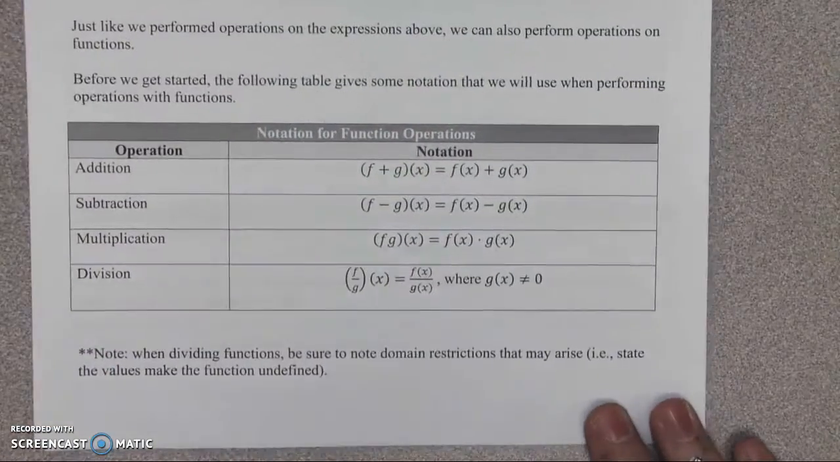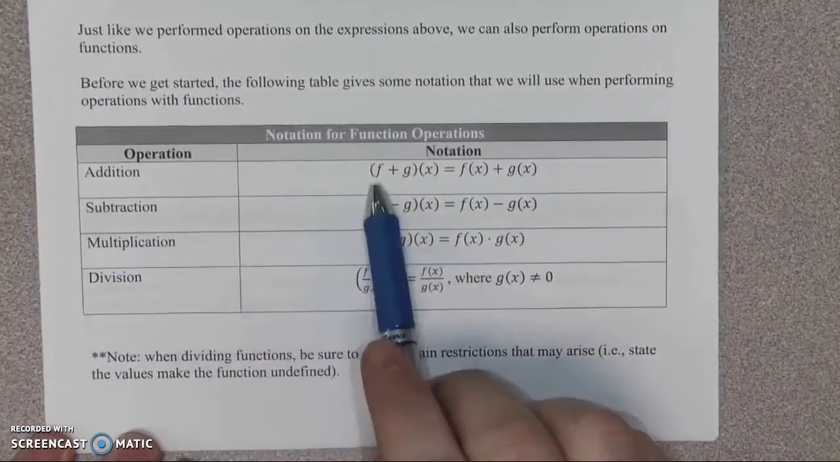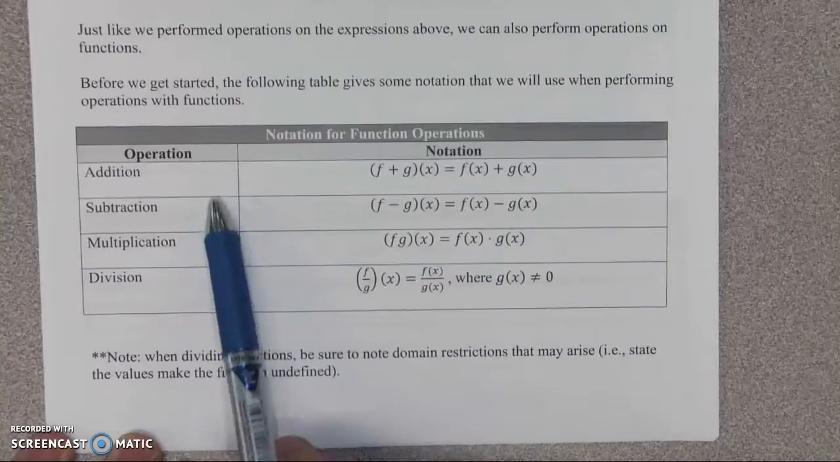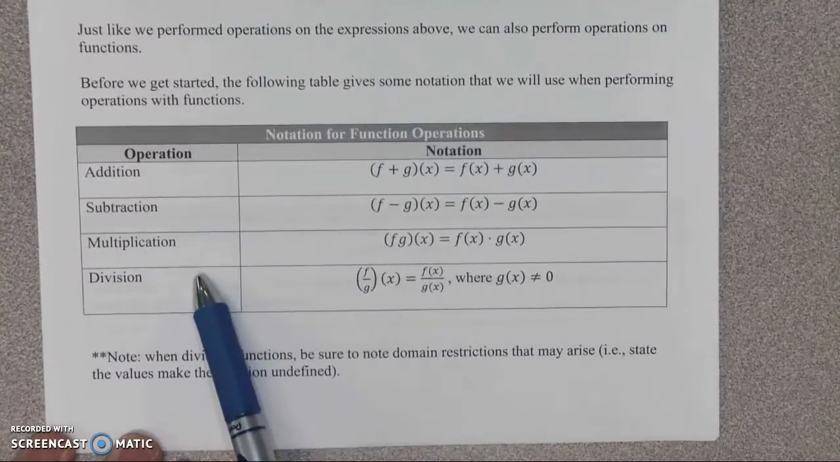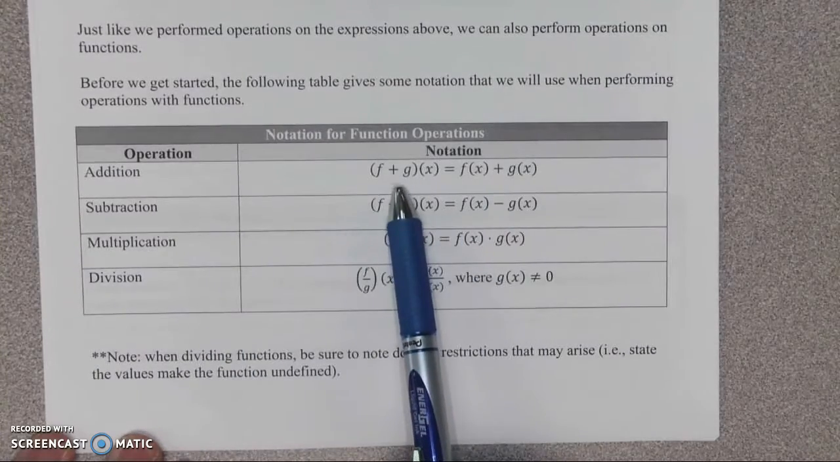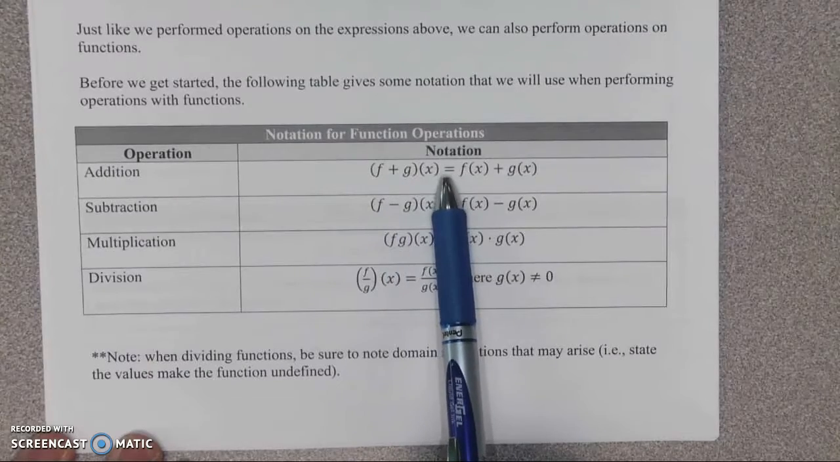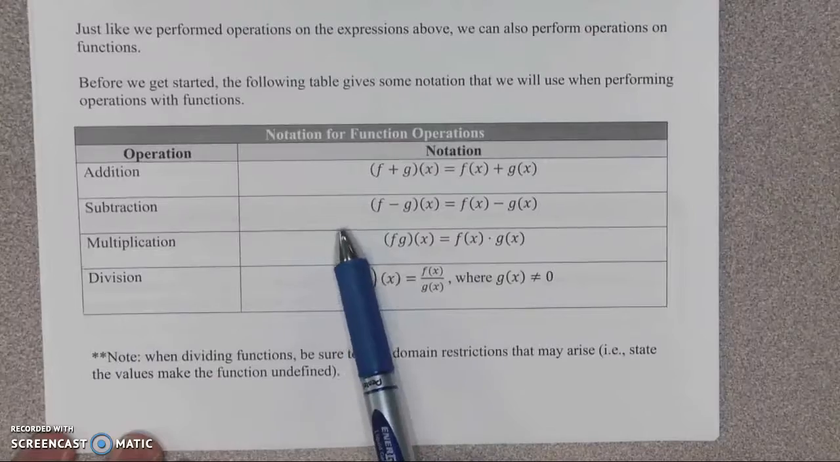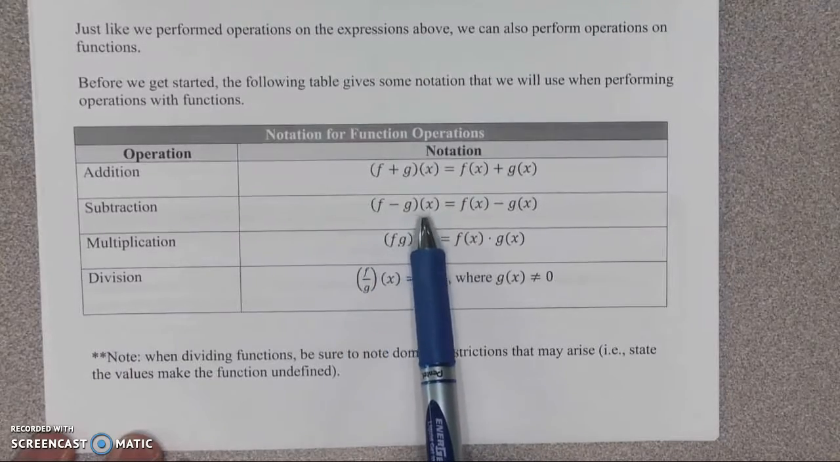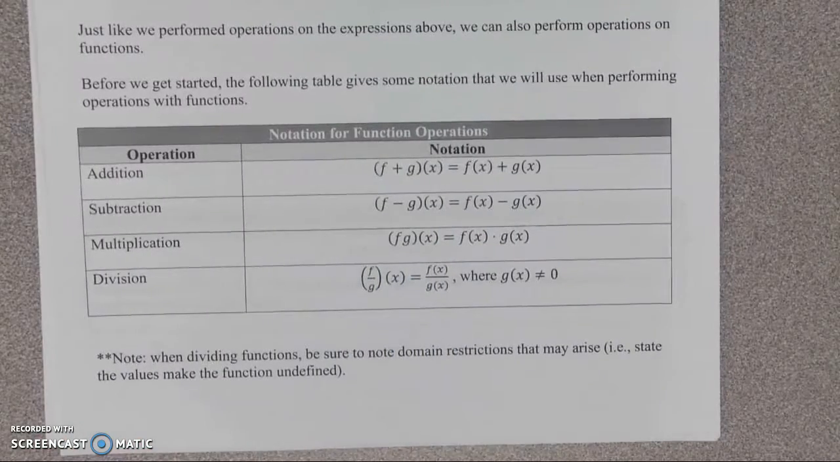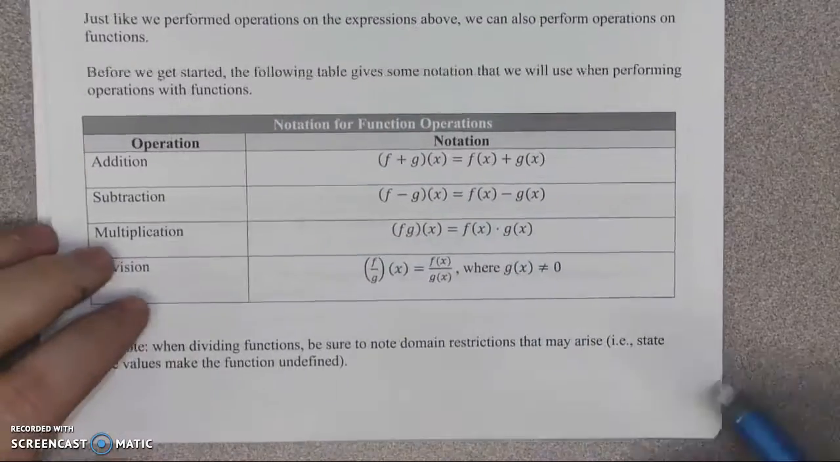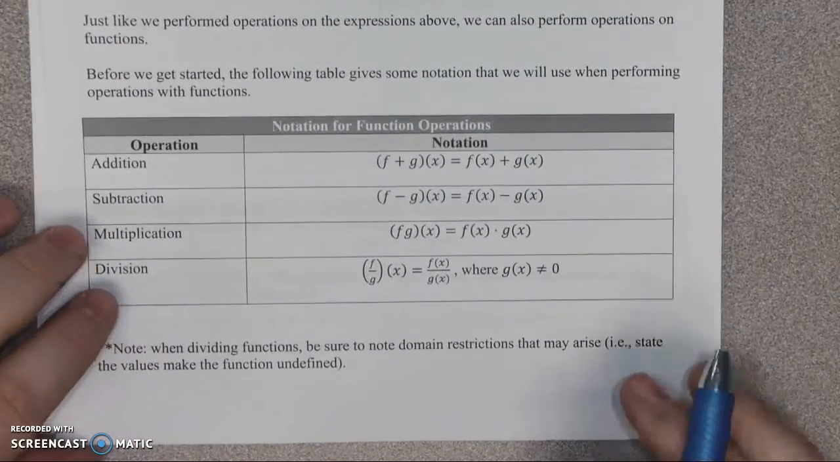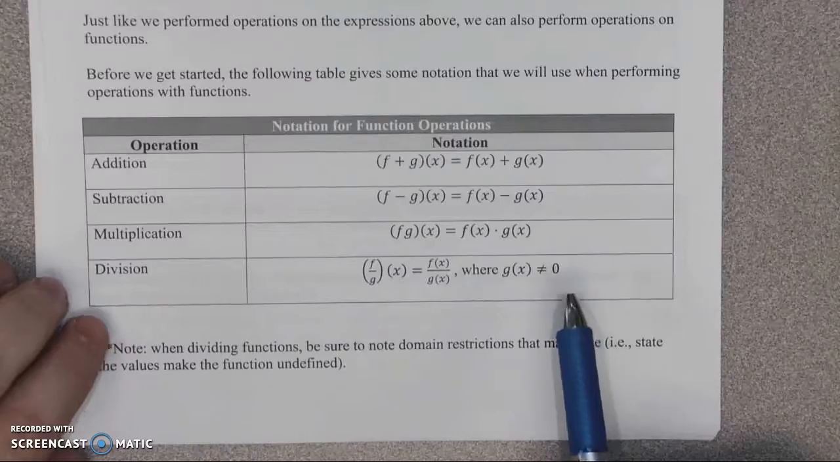Okay, in section 9.4, we're studying operations with functions. So in your chart there, there's 4 operations: addition, subtraction, multiplication, division. We notate this: f plus g of x is f of x plus g of x for addition. For subtraction, you have f minus g of x, which is f of x minus g of x. Multiplication, f times g of x is f of x times g of x.